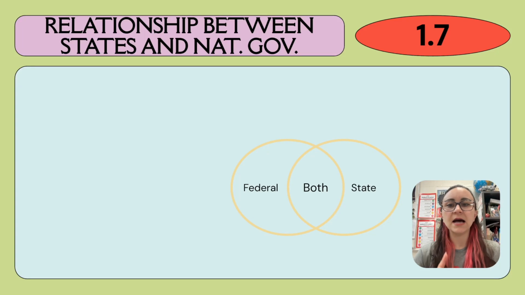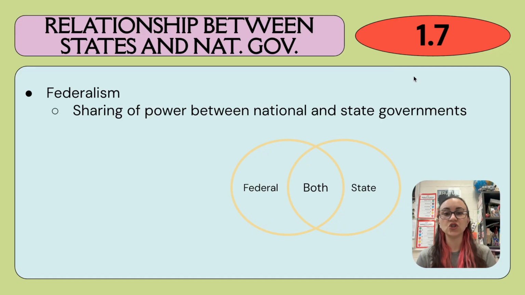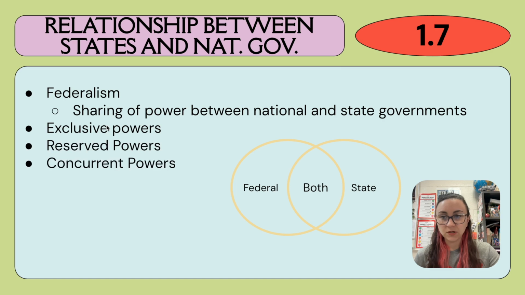There we go. Today we're going to be talking about 1.7 through 1.9. All of those topics have to do with federalism. Federalism is the sharing of power between federal and state governments. A lot of times it is represented by a Venn diagram, which is a pretty good representation of the fact that under our system of federalism, we have some powers that are federal, some powers that are state, and some powers that are shared. Okay, and so there are different types of powers.